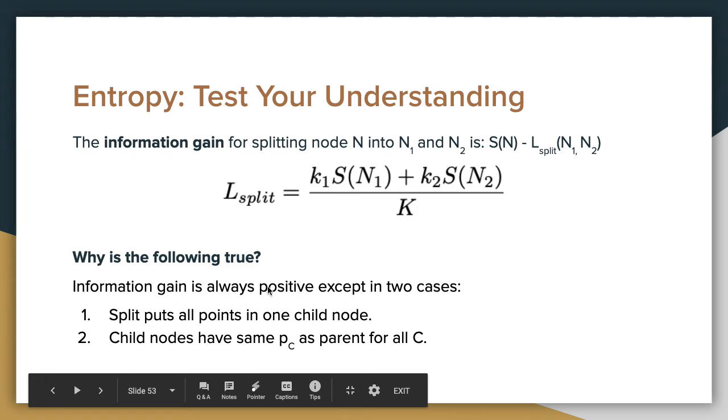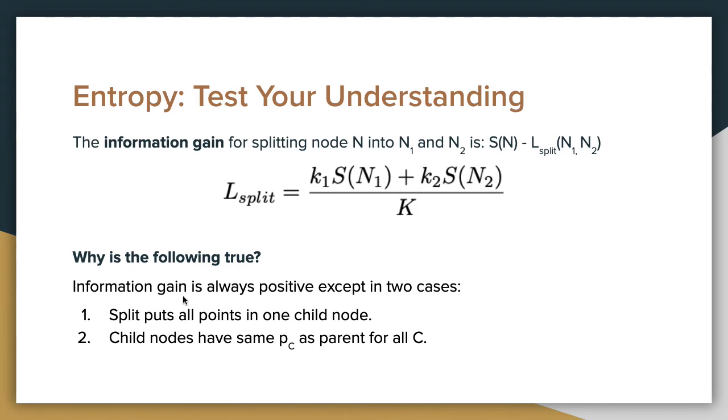So information gain is always positive except in two cases. Why do we say information gain is usually positive? If we ignore these two cases, the intuition is that every time we split our node, we're splitting our training data up, and so we're getting a better classifier. That means we're gaining information. So that's, in general, why information gain is positive.